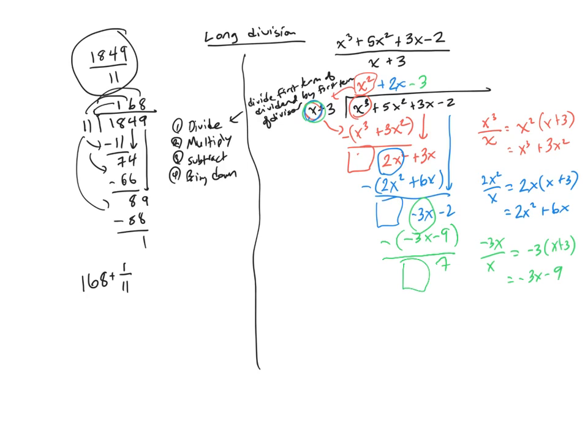Now I have nothing left to bring down. So that 7 that I have is my remainder. And just like we did with the numbers, we take that remainder and we add it to our quotient as a fraction. So I'm going to take my quotient, x squared plus 2x minus 3, and then I'm going to add a fraction that's made up of my remainder over my divisor. So this would be the answer to this long division problem.